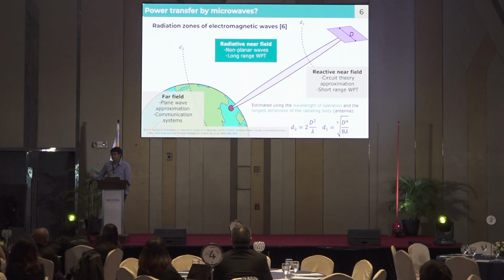When you talk about electromagnetic wave propagation, you can roughly divide it into 3 zones. The far field, where communication systems happen. The reactive near field, where we do some circuit theory approximations. In between them is the radiative near field, where long-range wireless power transfer is envisioned to operate. So that is the focus of the long-range wireless power transfer technologies.